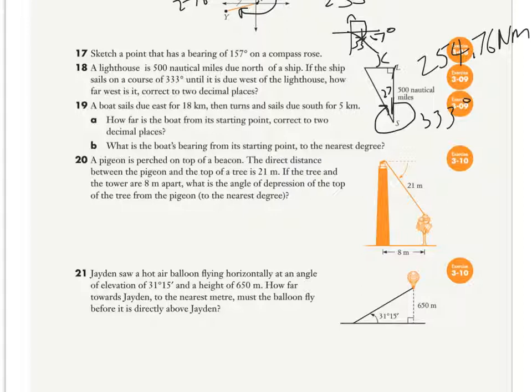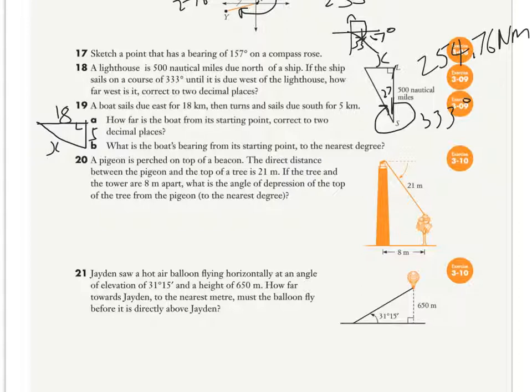Alright, a boat sails due east for 18 kilometres, then south for 5. How far is the boat from its starting point? So it's a right angle triangle. So use Pythagoras, x squared equals 18 squared plus 5 squared, and you'll get 18.67. What is the boat's bearing from its starting point to the nearest degree?